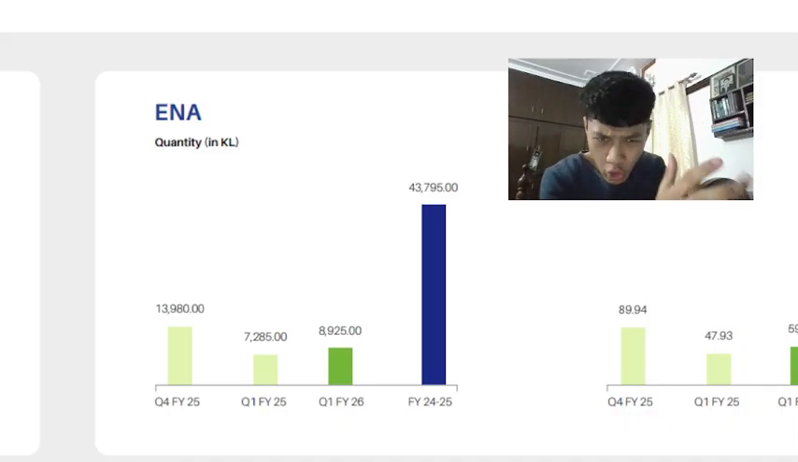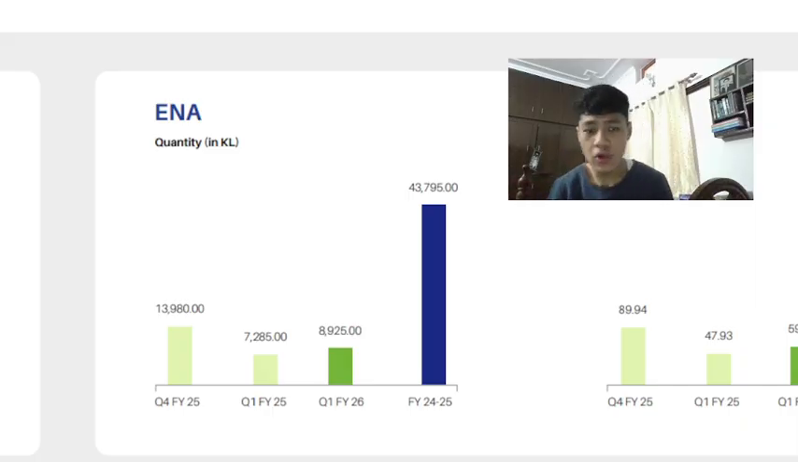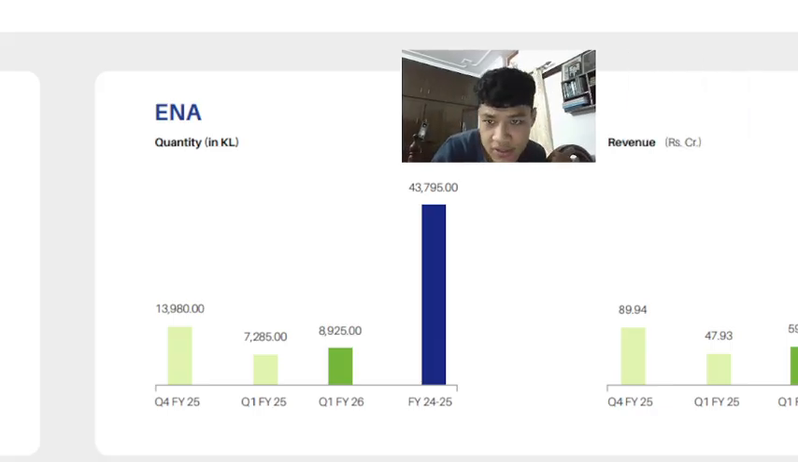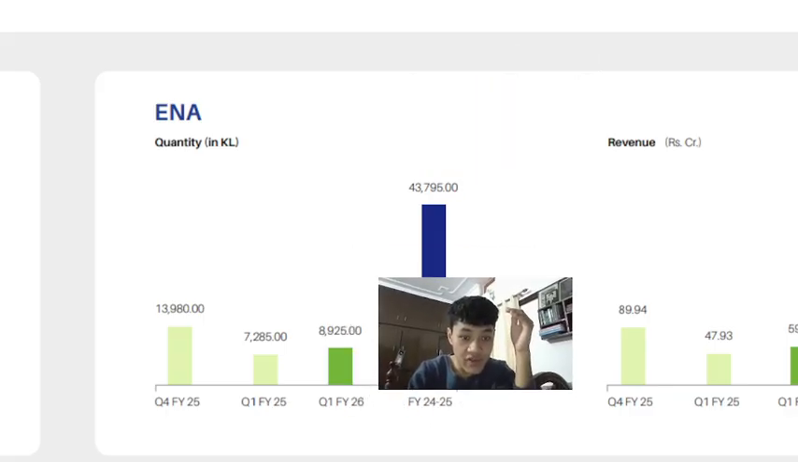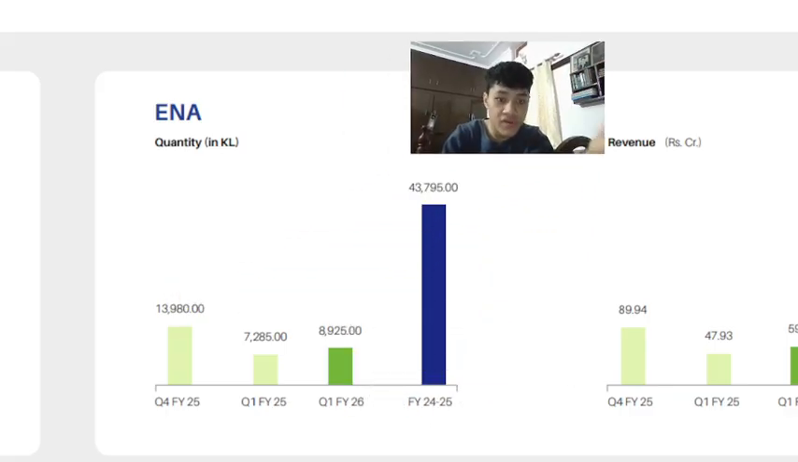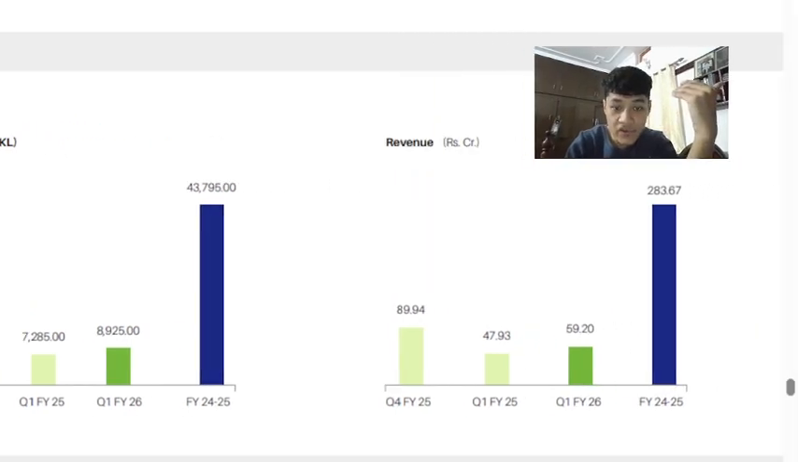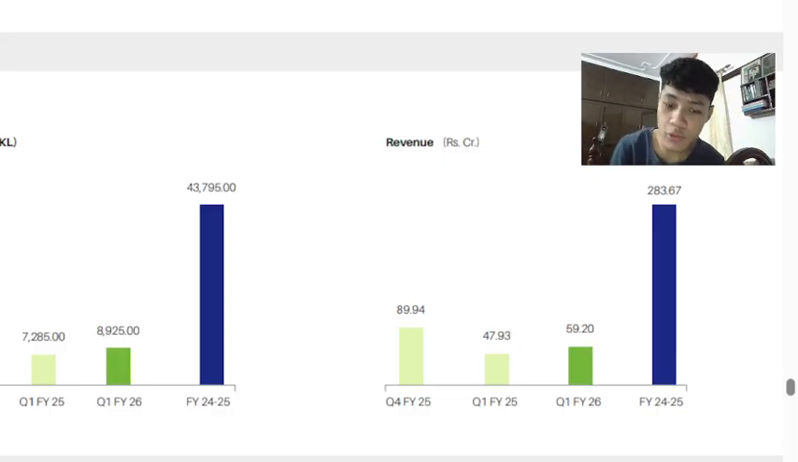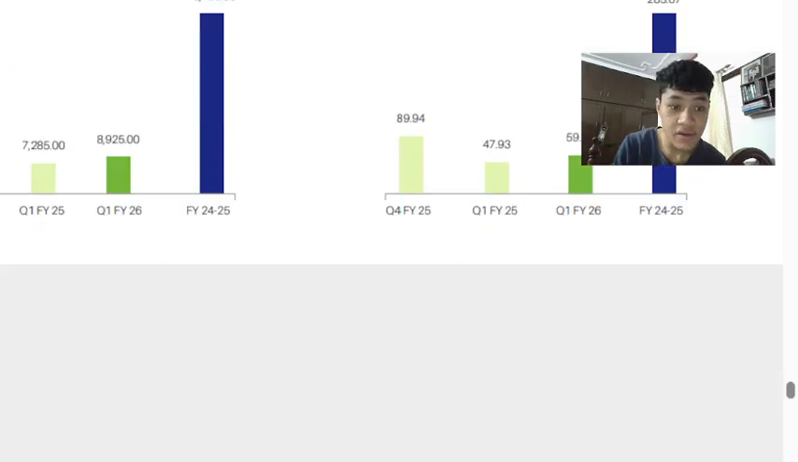Basically, a purified version of ethanol is extra neutral alcohol, and this is an ingredient for all alcoholic beverages. In order to produce alcoholic beverages, extra neutral alcohol is a key ingredient, and it's related to their core ethanol business. So they sold 43,795 kiloliters of extra neutral alcohol in fiscal year 2025. The other things are quarters, we will focus on the year as of now. Revenues were 283.67 crores, so more than 10% of fiscal year 2025's revenues came from this segment alone.